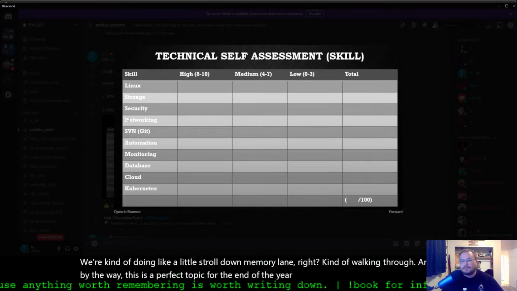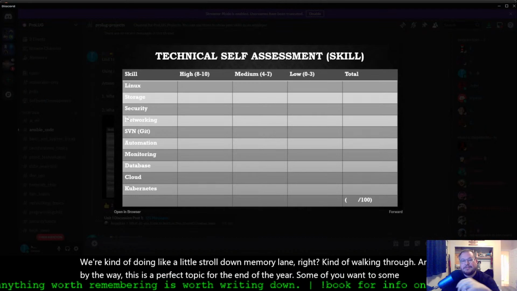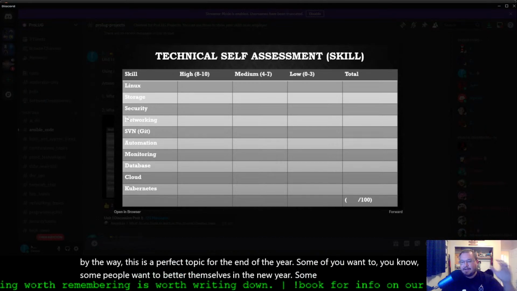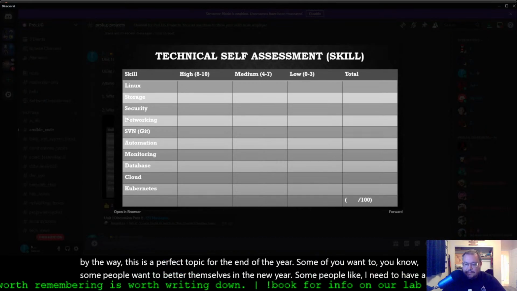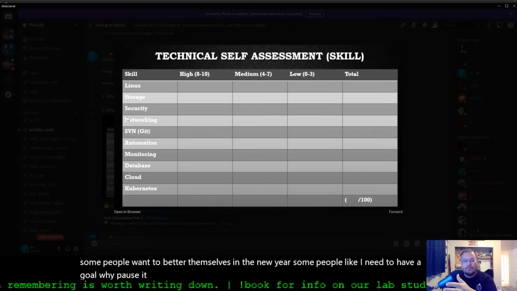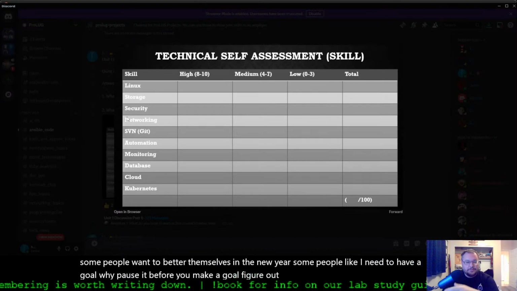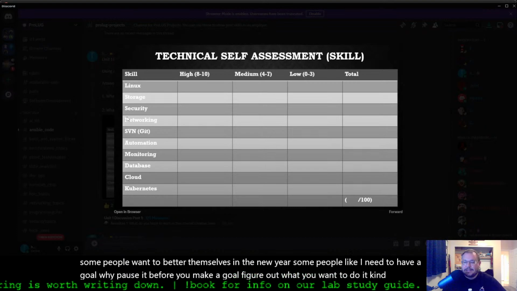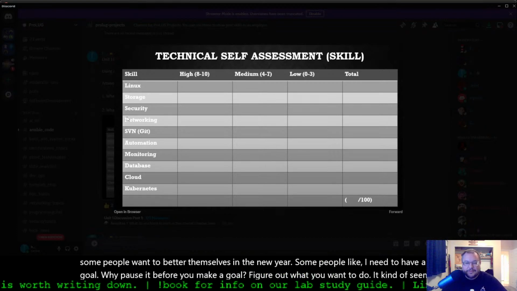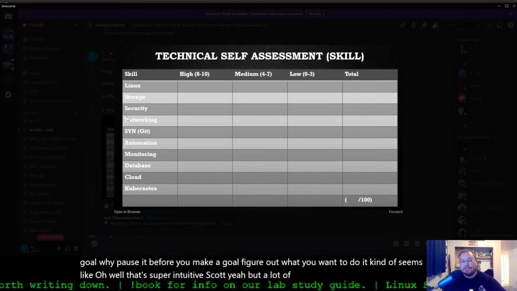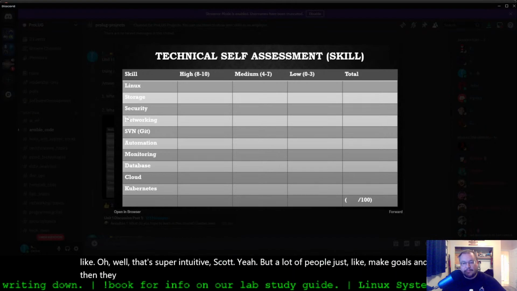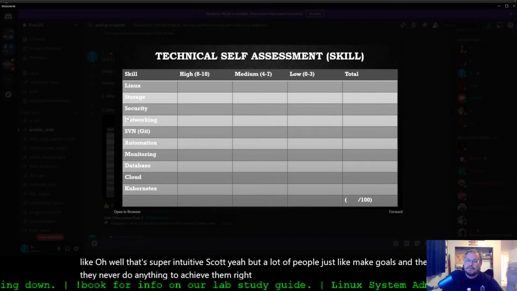And by the way, this is a perfect topic for the end of the year. Some people want to better themselves in the new year. Some people are like, I need to have a goal. Well, I posit, before you make a goal, figure out what you want to do. It seems super intuitive, but a lot of people just make goals and then never do anything to achieve them, right? So in this case, figure out maybe what you want to do.